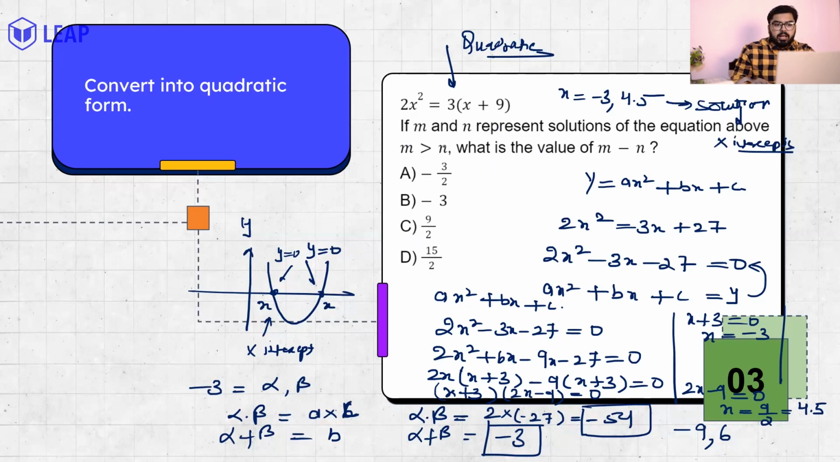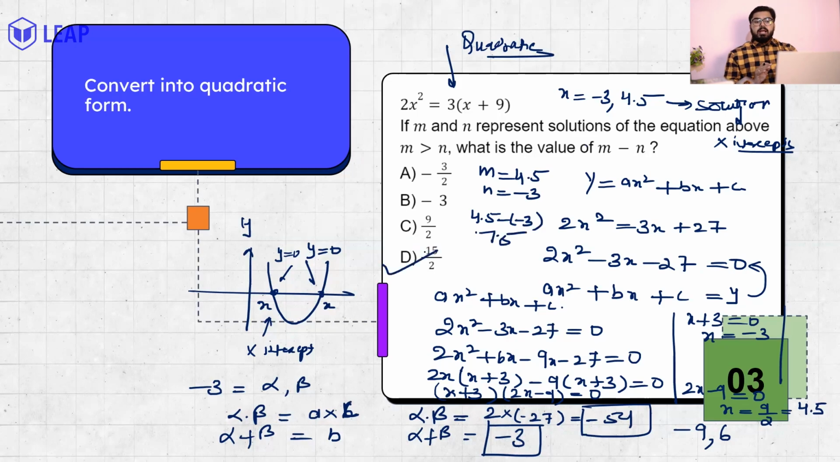Now, m is greater than n, which means m is going to be 4.5 and n is going to be -3. Now you have to find m minus n, which is 4.5 minus of -3, which is 4.5 plus 3, that's going to be 7.5, which is option D. So that is one way. This way of finding the roots or the x-intercepts of a parabola is called splitting the middle term, where you split the middle term into two numbers such that the product of the numbers is equal to a into c and the summation of the numbers is b itself.